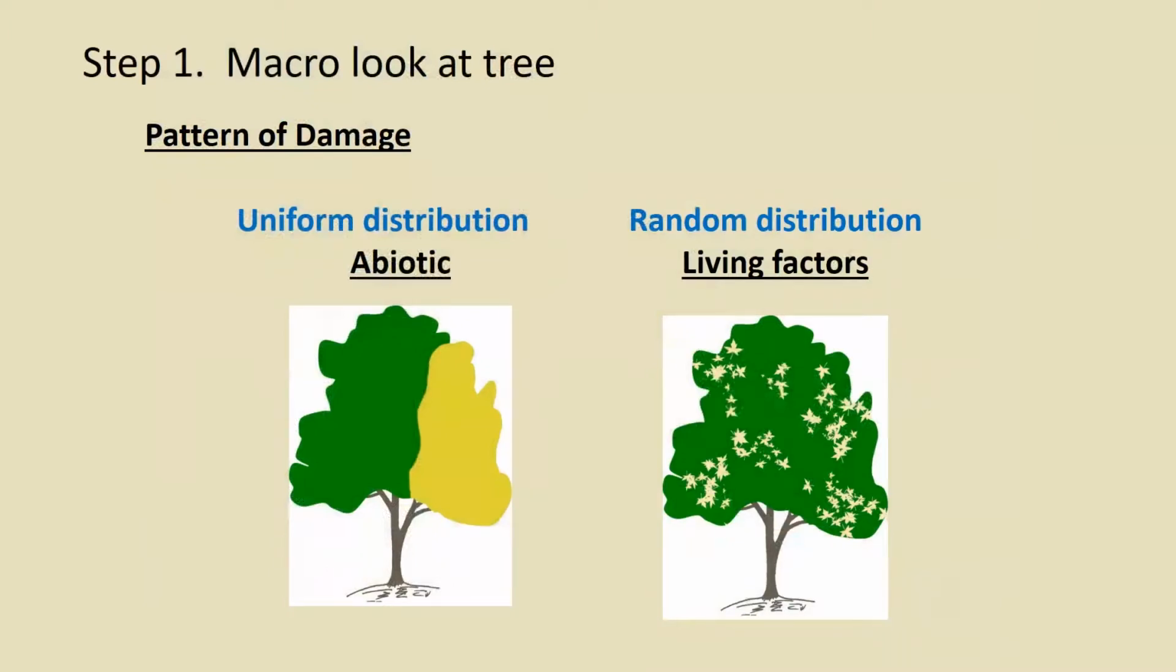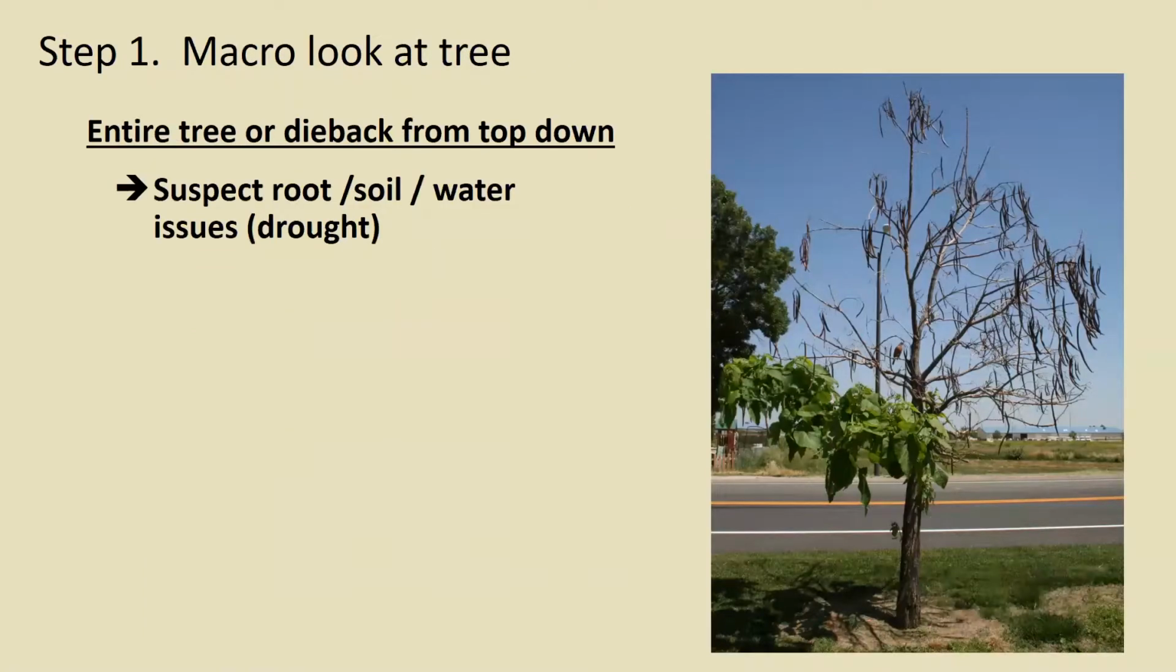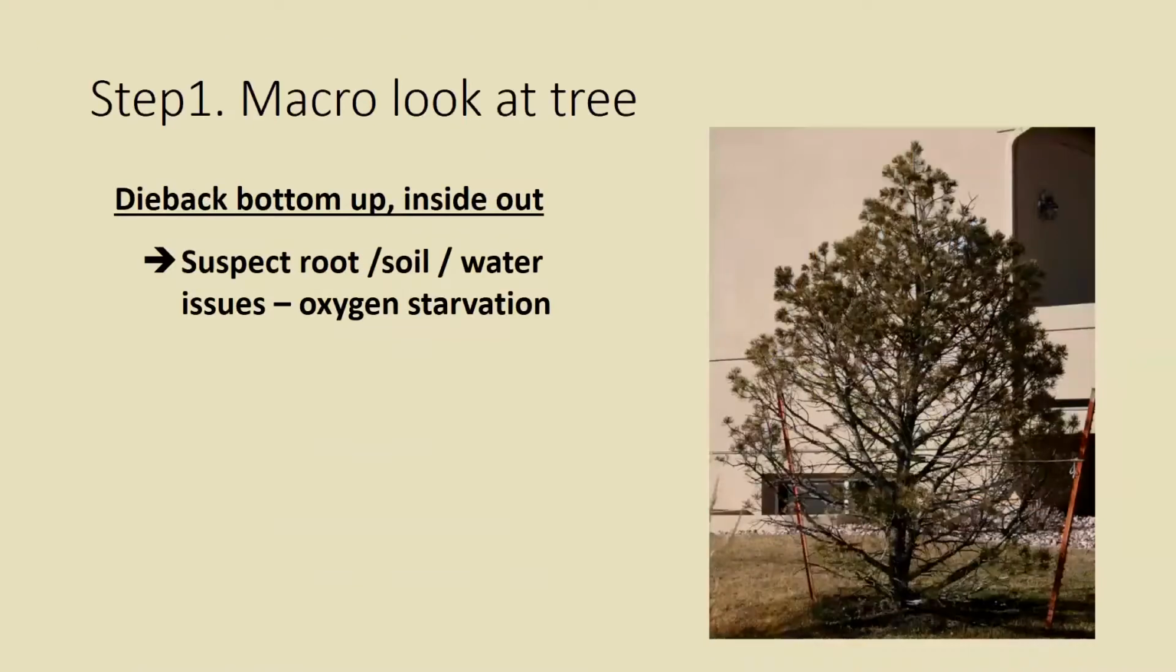As part of the macro look at a plant, we want to look at the pattern of damage, because this can be a big clue to the cause of the problem. When we see what appears to be a uniform distribution of a problem, it usually points to an abiotic cause. And a random distribution of damage generally points to a biotic or living cause of a problem. When we see a tree that's dying from the top down, we can usually suspect a root, soil, or water issue, and in the particular case of a tree, even trunk damage. Most likely, though, it's some combination of these factors.